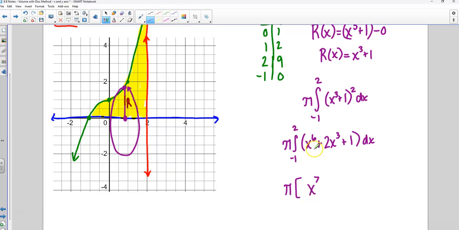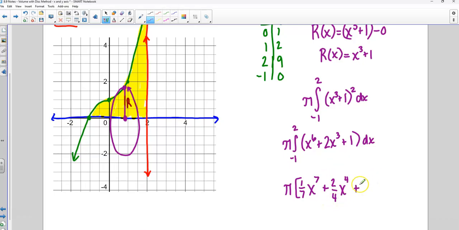Increase that exponent by 1. Divide out front by that new exponent, so that's going to be 1/7 right here. What would I get for the next one, Lucas? Let's do it together. So I have x to what power? 4th. And then I've got to do 2 divided by 4 out front, right? Which we can reduce to 1/2 here in a minute if we want.